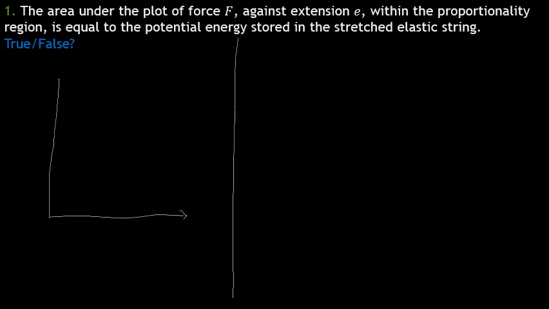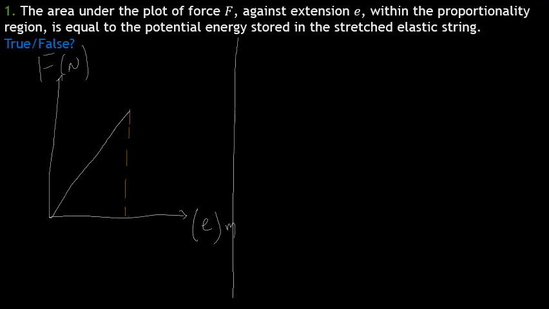This is how the graph looks. It starts from the origin, of course, the proportionality region. Now the question is saying that the area under the graph, with force here in Newton and extension here in meters, is equal to the potential energy stored in the stretched elastic string.